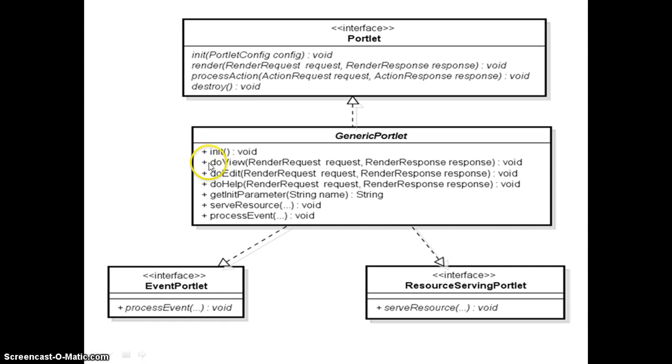In the back end, these three methods, doView, doEdit and doHelp, basically call back the render method only. These three are the modes in which you can call a particular portlet. getInitParameter returns the parameters which are saved in the portlet config, and serveResource is basically used for our Ajax calling purpose. It is meant for serving resources, which is given by JSR 286. Earlier in JSR 168, there was no functionality for serving resources. And processEvent is basically a mechanism for performing IPC, that is, inter-portlet communication between two portlets.